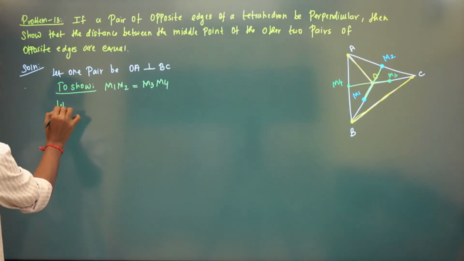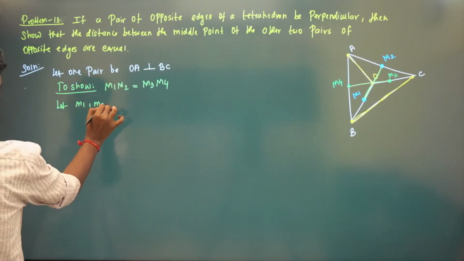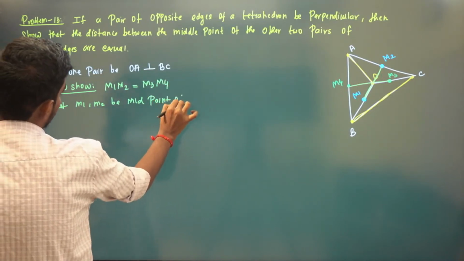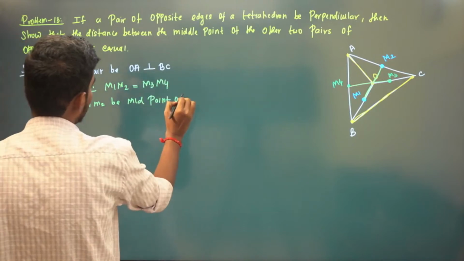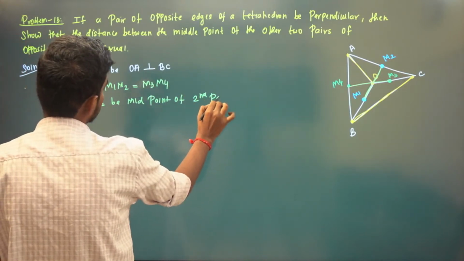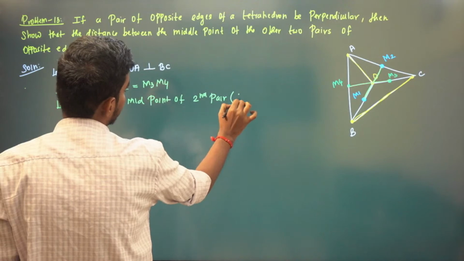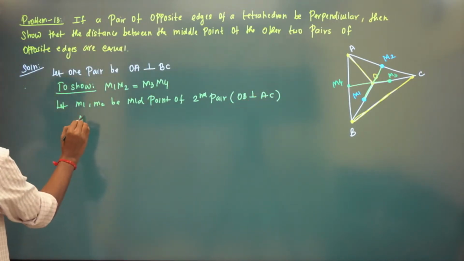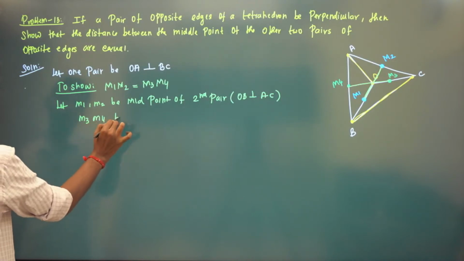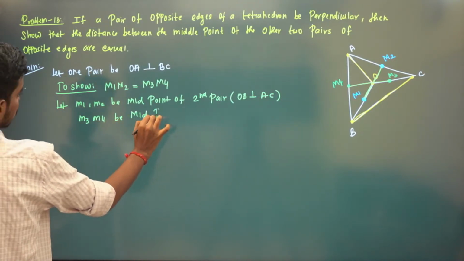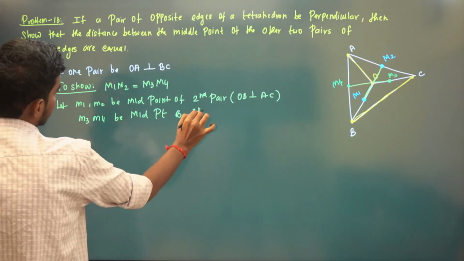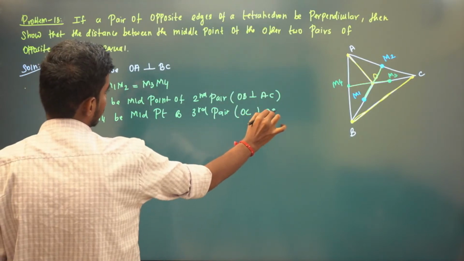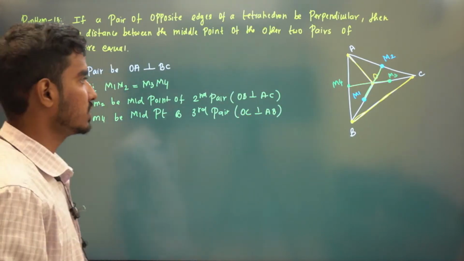Let M1, M2 be midpoint of this first pair is already perpendicular, of second pair. What is second pair? OB is perpendicular to AC, and let M3, M4 be the midpoint, the third pair. OC is perpendicular to AB. Now we need to show M1, M2 is same as M3, M4.